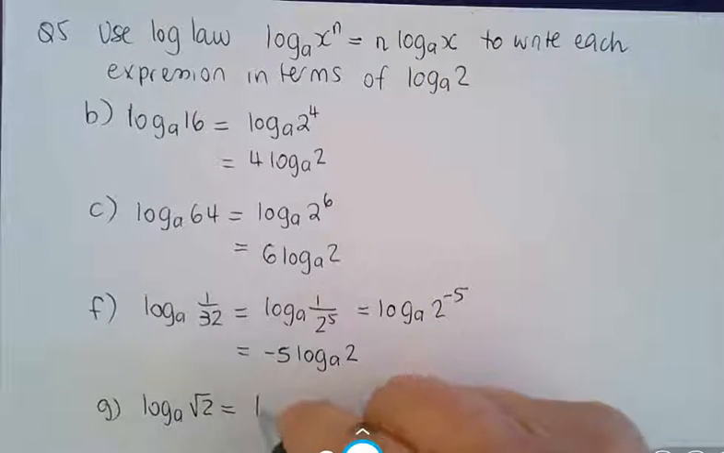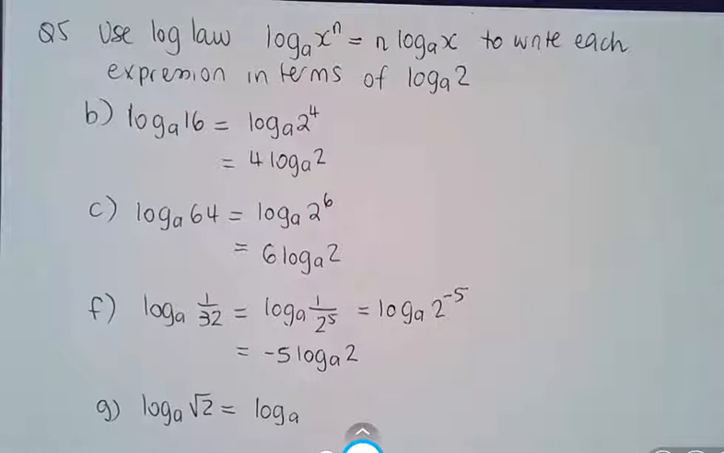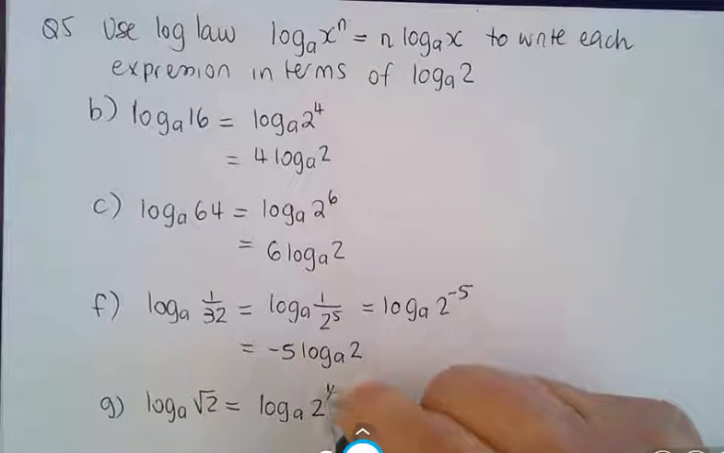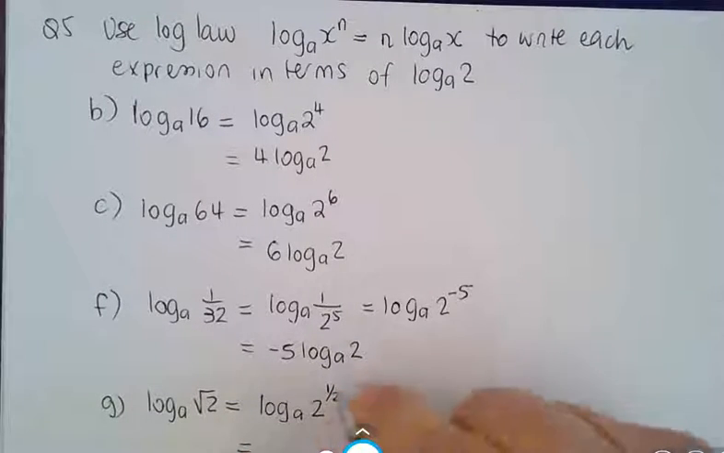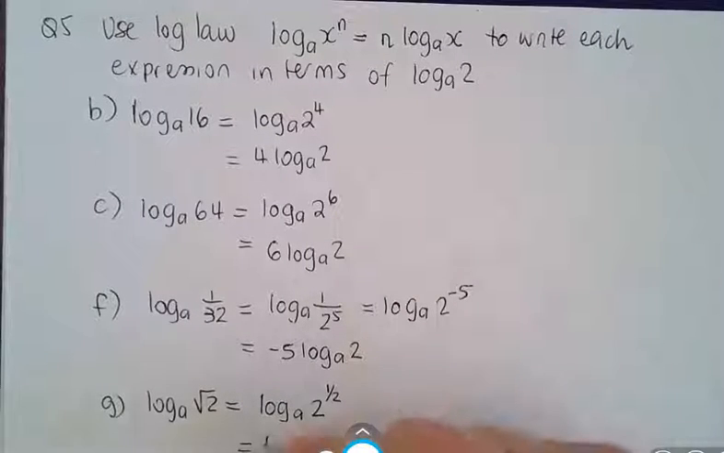And this last one, log to the base a of square root of 2. I can't write it like that. I need to write what square root is. What power is square root? 2 to the half. What is the log law? That half, the power comes to the front. So it's a half times log to the base a of 2.